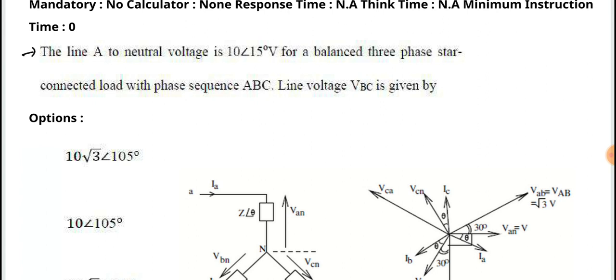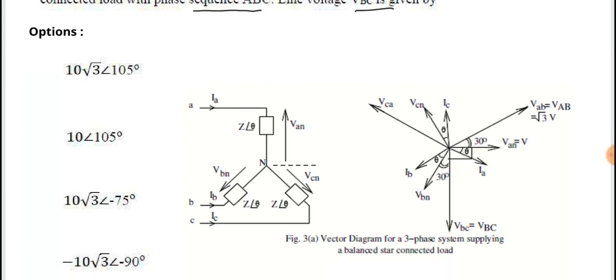Next one. Here the question is a little bit critical, tricky. Let's see. The line A to neutral voltage is 10 at an angle 15 degrees for a balanced three phase star connected load with a phase sequence ABC. The line voltage VBC is given by. For this question, I have taken this phasor diagram for explanation point of view. This is not given in the question, so I had taken it.